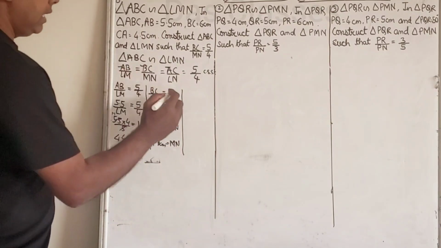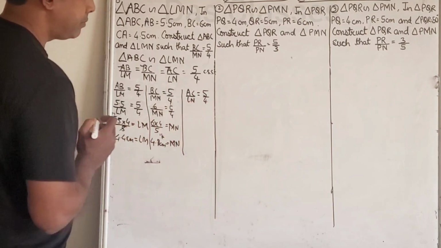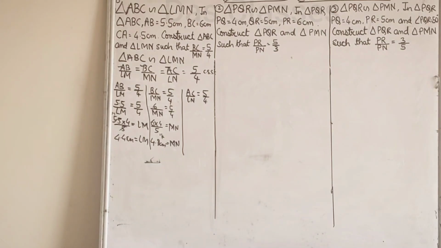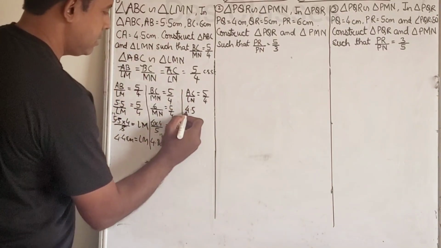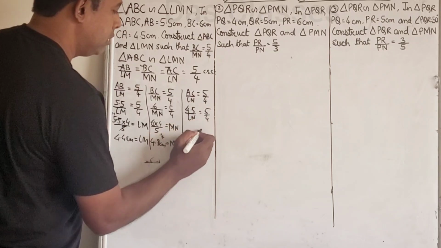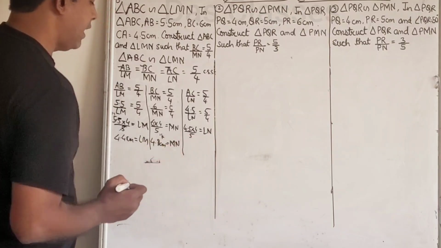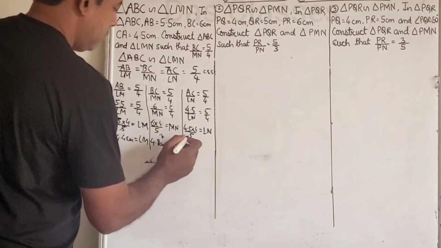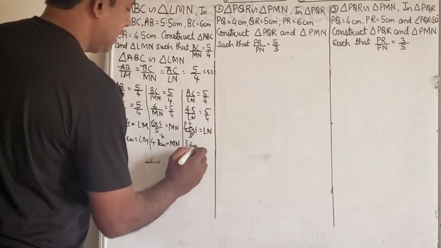And AC, the last one: AC upon LN is equal to 5 upon 4. AC is given as 4.5. So LN is going to be, again cross multiplying, 4.5 into 4 upon 5. That comes to 3.6 centimeter.